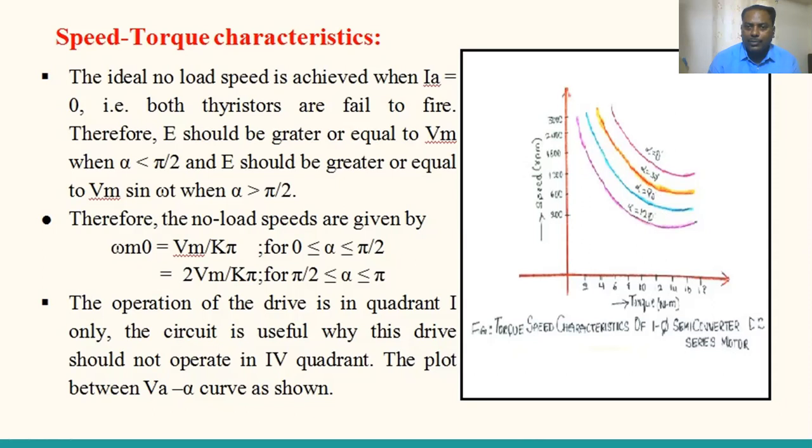We will have a clear explanation: the semi-controlled converter does not support the reversal of power because of the diodes. That is the reason the semi-controlled converter operates in only a single quadrant. So the operation of the drive is in quadrant 1 only. Now let us see the plot between VA versus alpha characteristics.